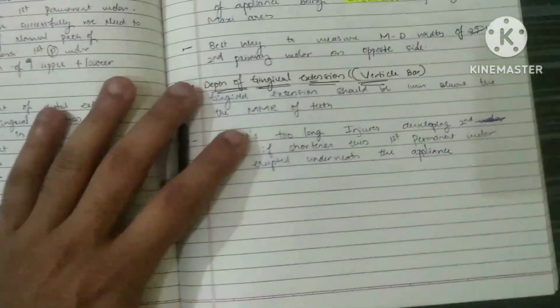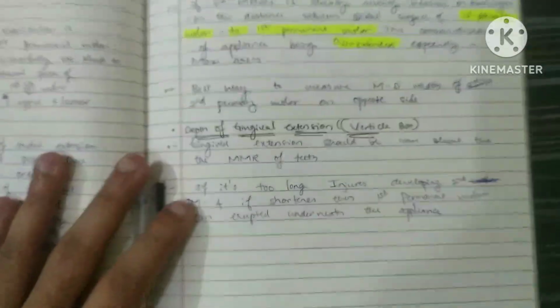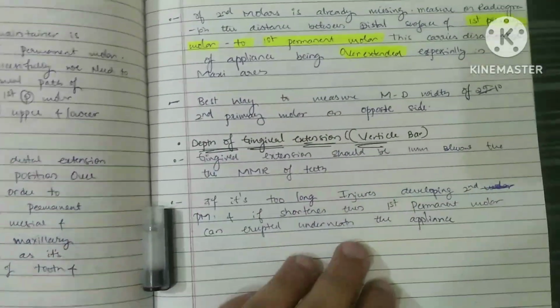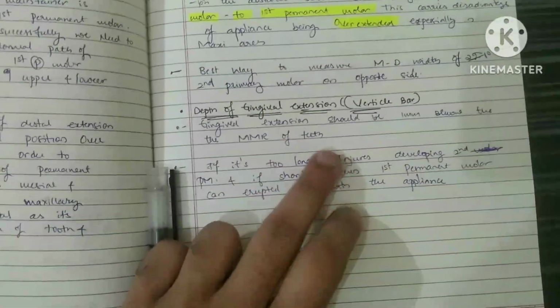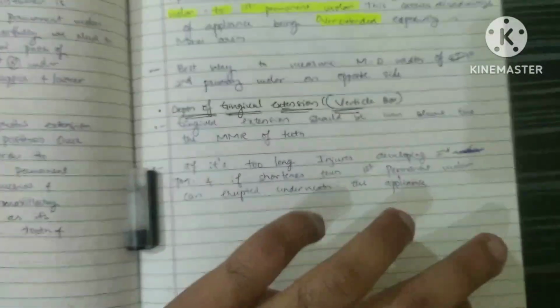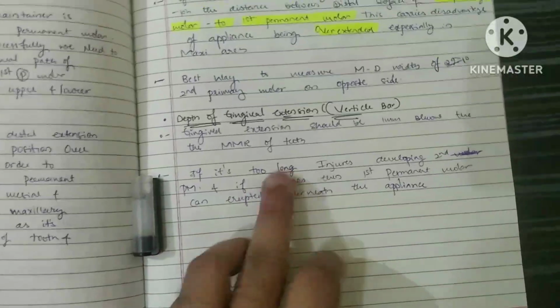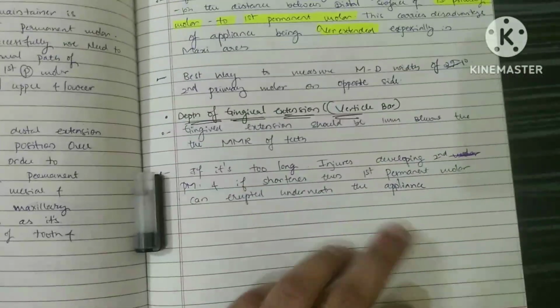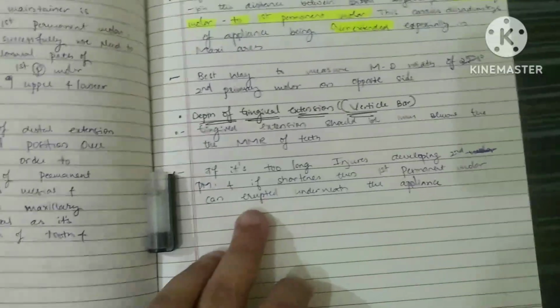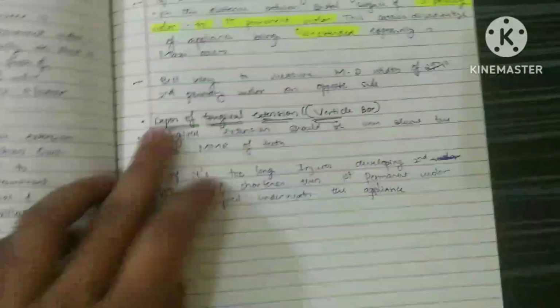Okay, so what should be the depth of the gingival extension or the vertical bar? The gingival extension should be approximately 1 mm below the mesial marginal ridge of the tooth. If it is greater than 1 mm, what is going to happen? If it is too long, there is injury to the developing second premolar. If it is shortened, then the permanent first molar can erupt underneath the appliance. So this would be the depth.